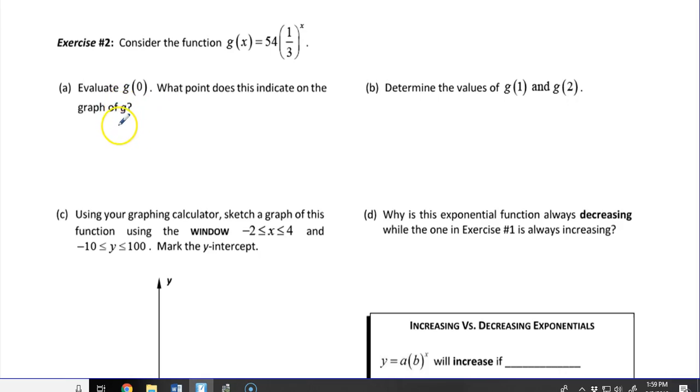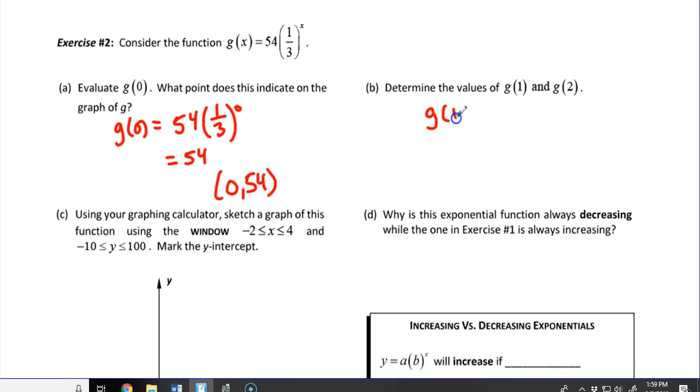All right, I'm hoping you took time to do that. Work this out relatively quickly. G of 0. Anything to the 0 power is 1, so that just gives us 54, which means the point was 0, 54.